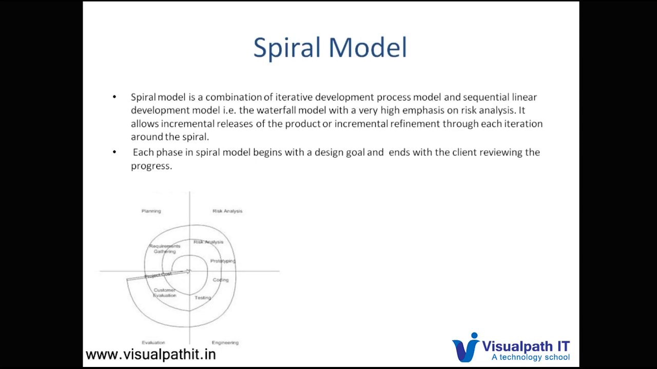So basically, a spiral model is a risk-driven process model based on the unique risk pattern of a given project. A spiral model guides the team to adapt elements of one or more process models, such as incremental, waterfall, prototyping, to eliminate this risk.